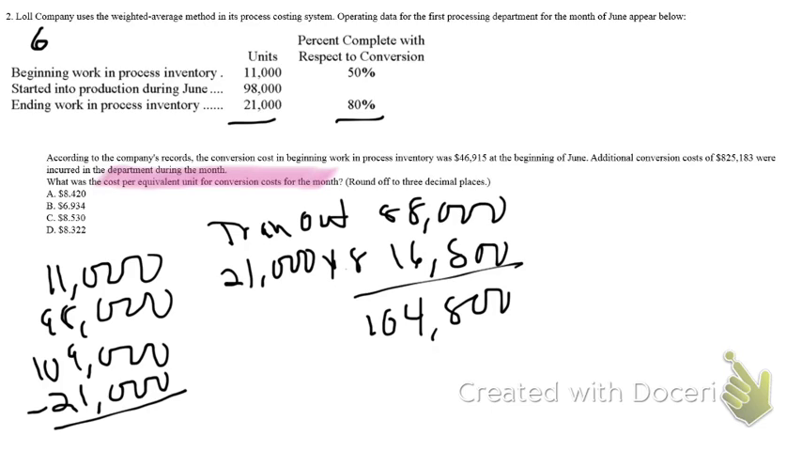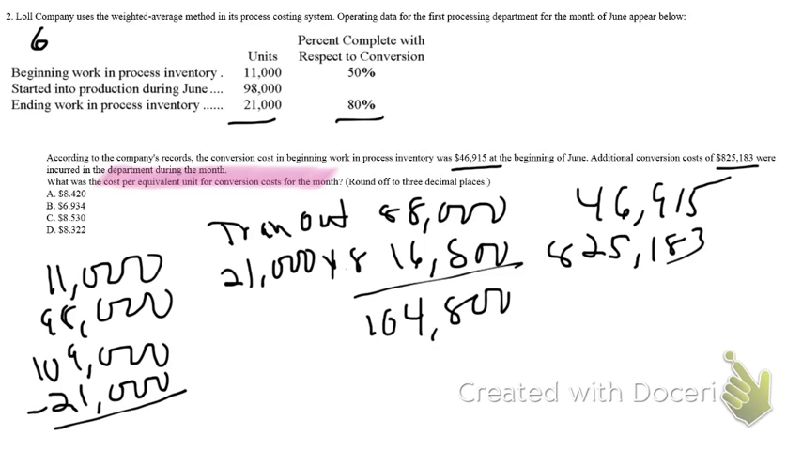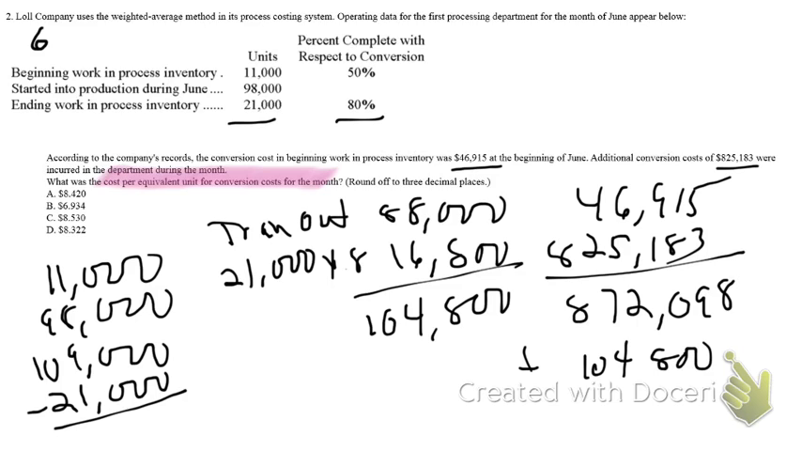Now I have to account for my costs. Costs were 46,915 at the beginning. We added 825,183. So the total of costs I need to account for are $872,098. I divide that by that 104,800, and I get a cost of 8.322, and sure enough, answer D, 8.322.